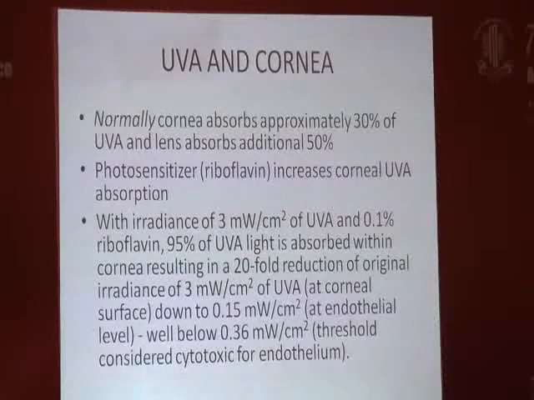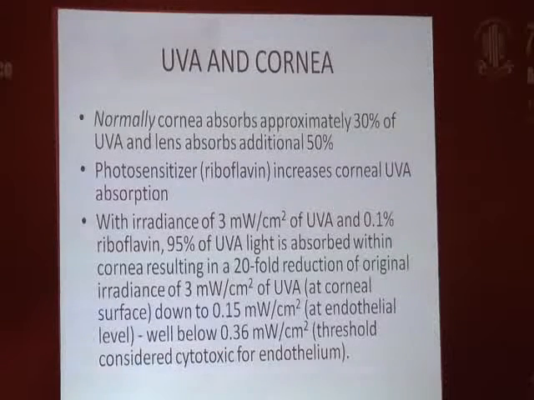So 95% of UV is absorbed within the cornea, and this brings down your surface threshold level of 3 milliwatts per centimeter square to about 0.15 milliwatt per centimeter square at the endothelium. So even though you are applying 3 at the surface level, by the time you reach the endothelial level, it has come down to about 0.15 milliwatts per centimeter square, and the toxic level for the endothelium is known to be 0.36. So now you know that we are well below the toxic level for the endothelium, so you are safe to go ahead and do your cross-linking.